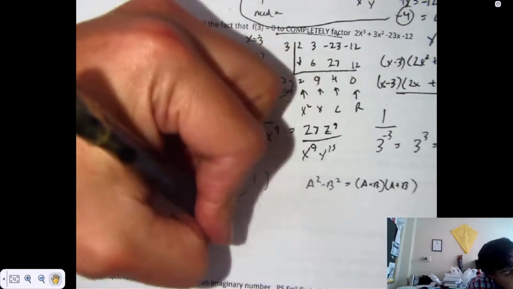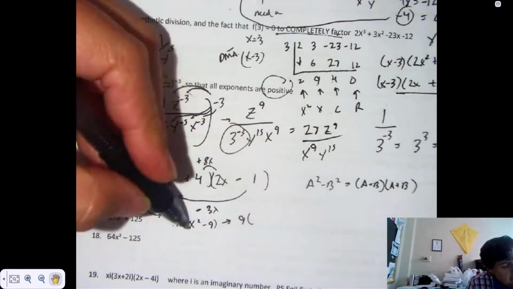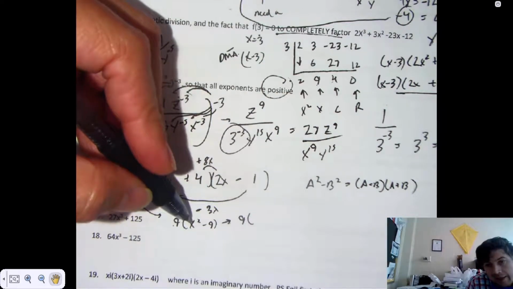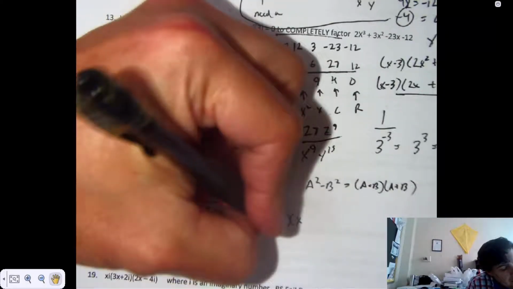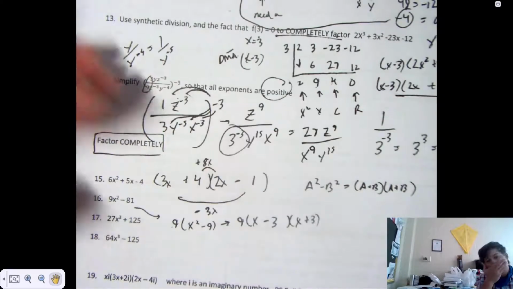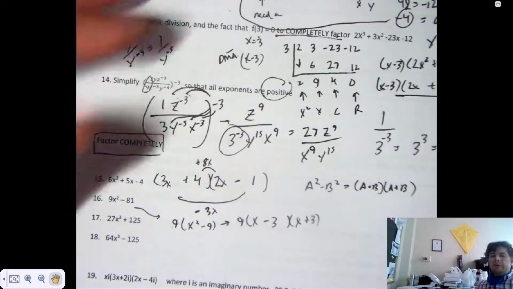Okay, so I'd have 9. I square in x to become x squared, so x times x, and I square 3 to become 9. Minus 3, plus 3. That's the shortest way to factor that one completely.